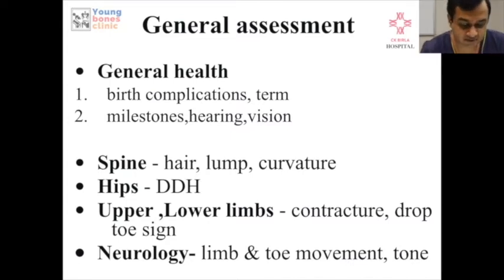Now a head-to-toe examination will definitely include other anomalies. Most common of them is problems of the hip. So DDH is another common associated problem with clubfoot. We look at the spine, if there is any associated spina bifida. We check for other limb anomalies, whether the limbs are of correct size, whether there is any contracture. And we of course assess the neurology of the baby, the muscle tone, and whether the other nerves are functioning or not. So these are the different things which we examine in a newborn child.